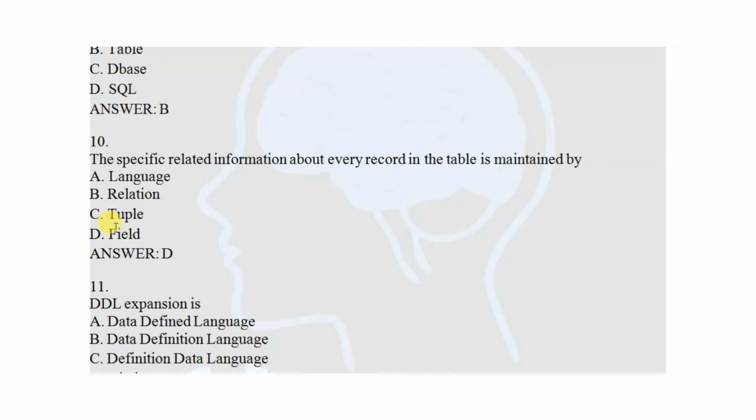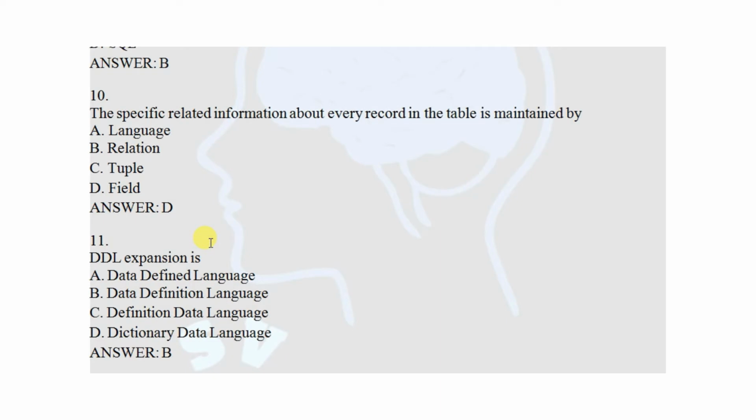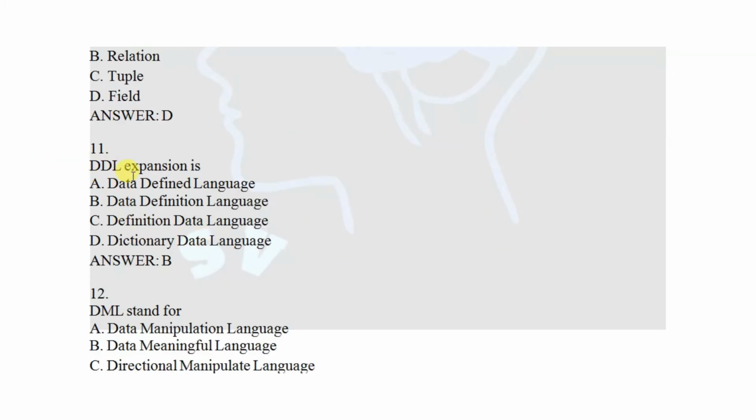Question number 10. The specific related information about every record in the table is maintained by? Your answer is option D, field. Question number 11. DDL expansion is? Your answer is option B, data definition language.